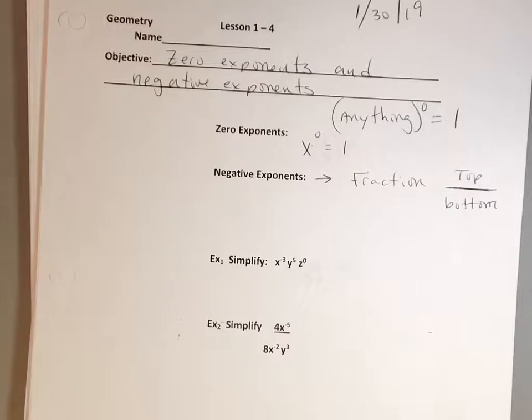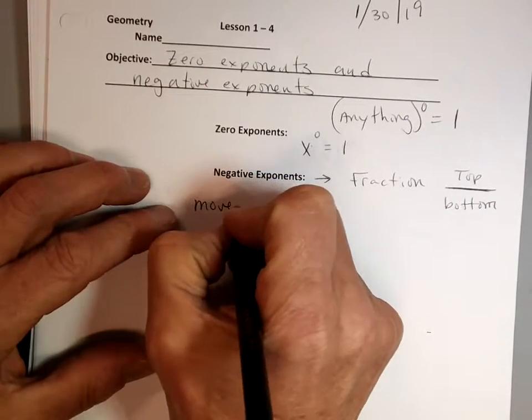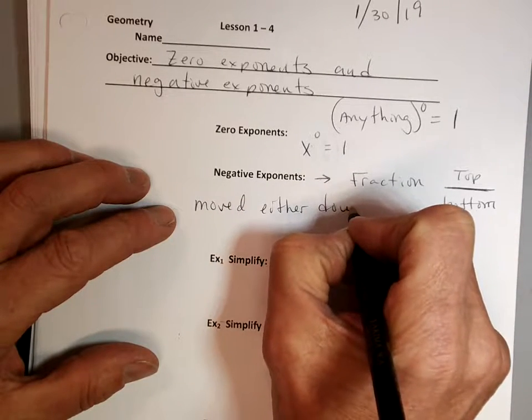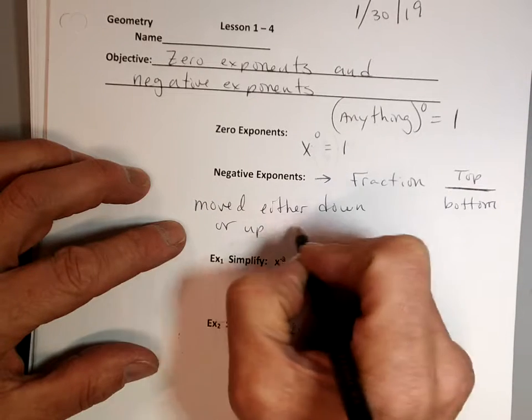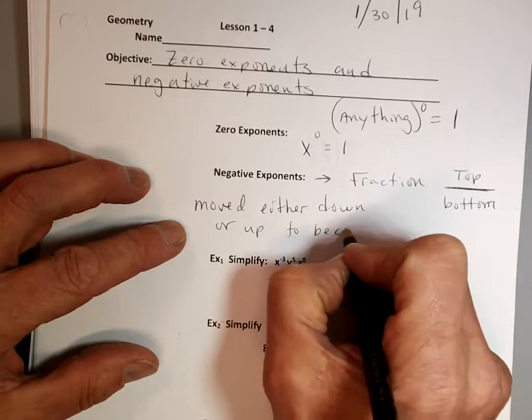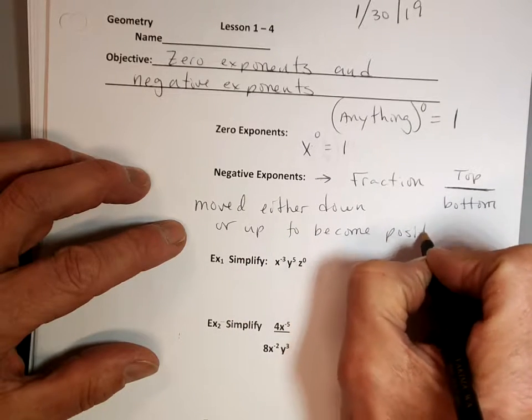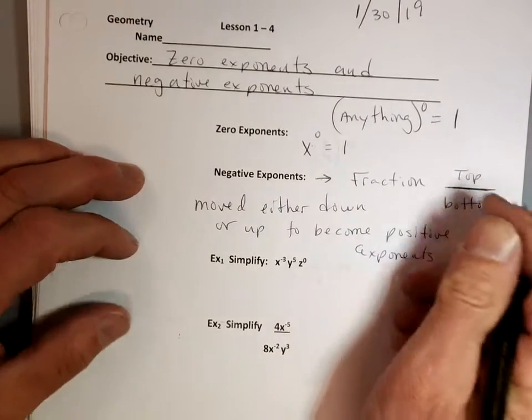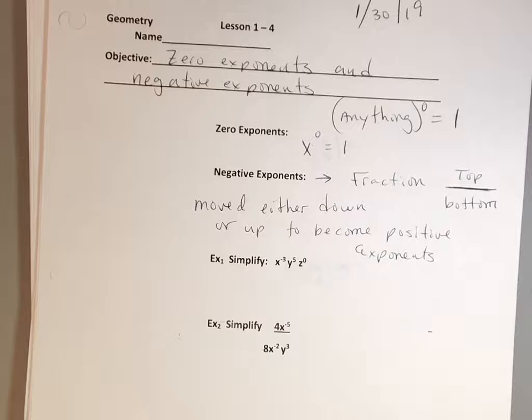So negative exponents need to be moved either down or up to become positive exponents. So it's not hard. Two things. Anything to the 0 power is the number 1. A negative exponent just needs to be moved. If it's a negative exponent on the bottom, you move it up, it becomes a positive exponent. If it's a negative exponent on top, you move it down to make it positive. Okay? So let's check out example 1.